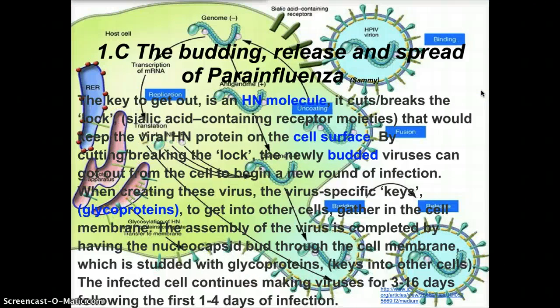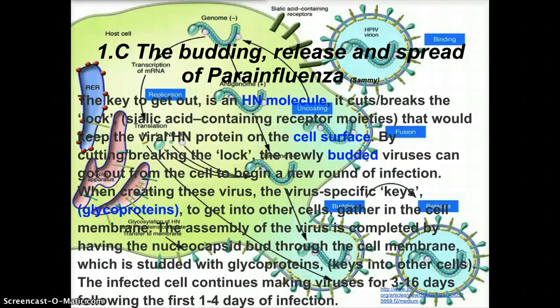So the last steps that parainfluenza takes is the budding, release, and spreading of parainfluenza. So to get out, parainfluenza has to cut/break a lock and it is like sialic acid containing receptor moieties they would keep the parainfluenza on the surface of the cell and not let it go and infect other cells.